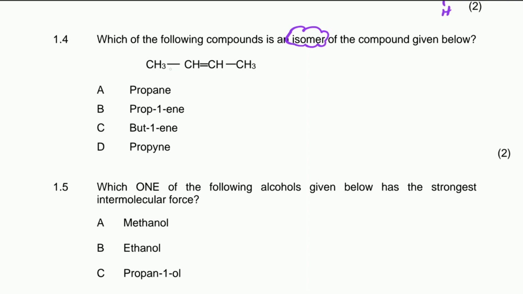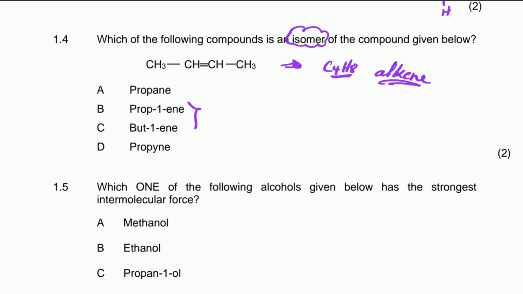In this case, the given compound is an alkene, so the isomer must be another alkene. So the options are either B or C. Now we are looking for an alkene that has 4 carbons, 1, 2, 3, and 4 carbons, and 8 hydrogens. It must be an alkene that has the same number of carbons and hydrogens.